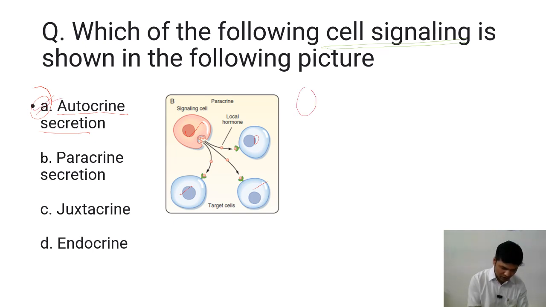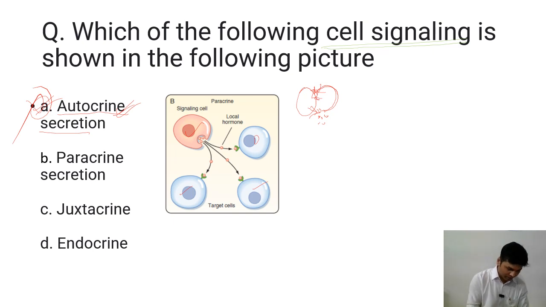So in autocrine, the cell releases some hormone, and that will act on the same cell through another receptor. So the receptor is on the other side, and this is acting on the same cell. That is called autocrine. Self acting on the same cell, but at a different location, on a different receptor. It is released from here, and it will go and act on the same cell. That is called autocrine. So this is obviously not autocrine, so this is not going to be the answer here.